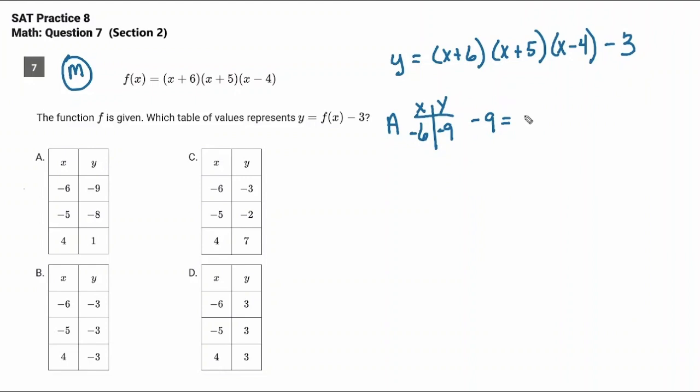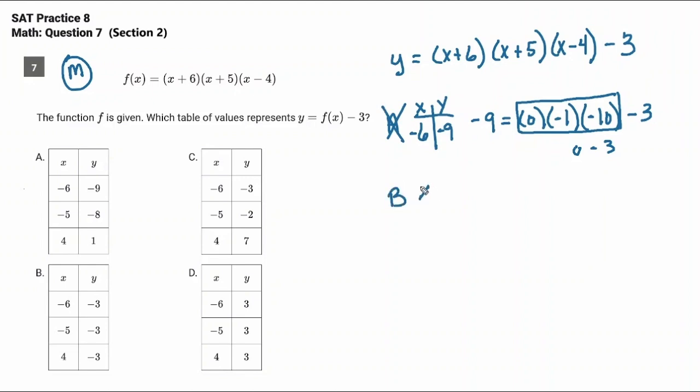Negative 6 plus 6, what is that? That's 0. Times negative 6 plus 5, that's negative 1. Times negative 6 minus 4, what's that? Negative 10. Minus 3. Okay, what is all of this? It's just 0. 0 times anything is 0. So it's 0 minus 3, which is negative 3. Does negative 9 equal negative 3? Doesn't. So A is gone because we found something that didn't work. Now we move on to B.